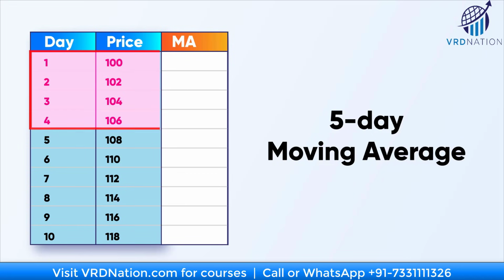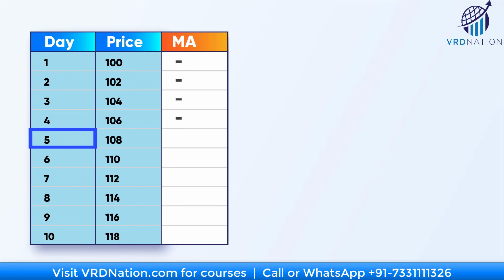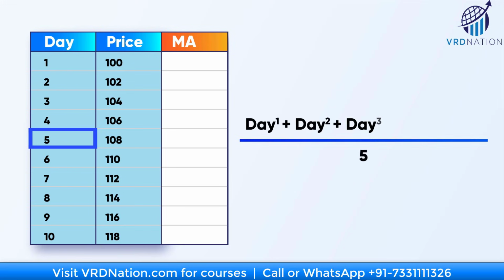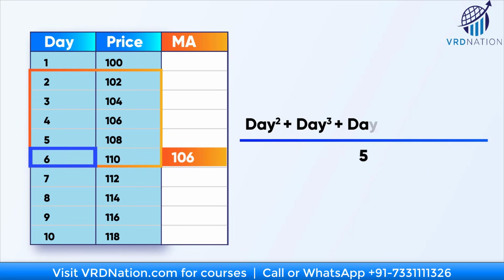Well, for the first 4 days, we will not be able to calculate anything because for calculating a 5-day moving average, we need at least 5 days, right? So day 1 to day 4, there will be no value for the moving average. Now for the 5th day, the moving average will be calculated by taking the average of the first 5 days, right? So you add all of them up and divide that by 5. Now on the 6th day, the value of the moving average will be the average of day 2 till day 6. So as you can see, for the 6th day, we have ignored the value of day 1, right?